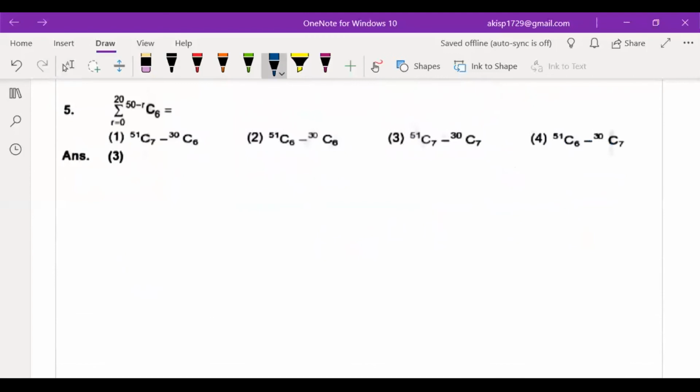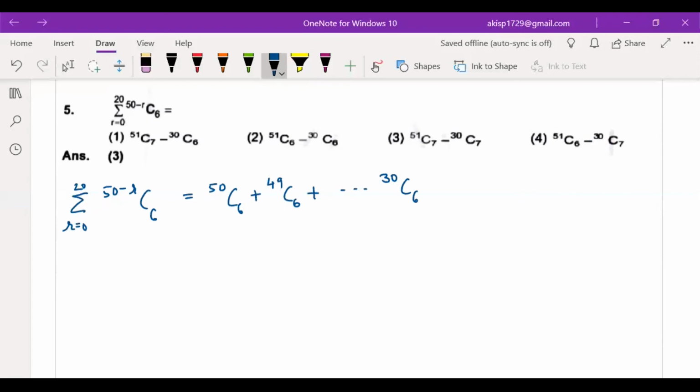So I've been asked the summation of (50 minus r) C6. Now you can see this r is varying from 0 to 20. So typically what are the terms that are asked? I will substitute some values of r. So r is 0, I am asked 50C6. Plus r is 1 means I am going to look at 49C6. And I keep on doing this. Ultimately, when r becomes 20, I will be at 30C6. So this sum is asked of me.